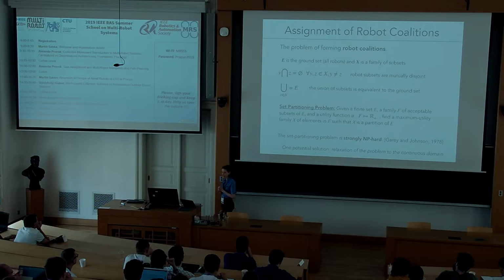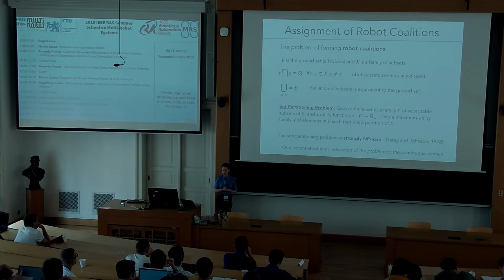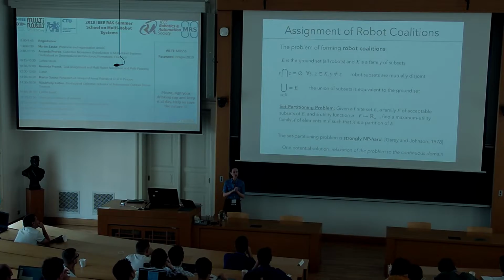So here we're looking at the problem of forming robot coalitions, where formally we can say we have a ground set E, which consists of all the robots, and X is going to be a family of subsets. We need all the robot subsets to be mutually disjoint, so no one robot can be part of 2 subsets simultaneously. And we also know that the union of all subsets is equivalent to the ground set, so we want all our robots to be utilized.